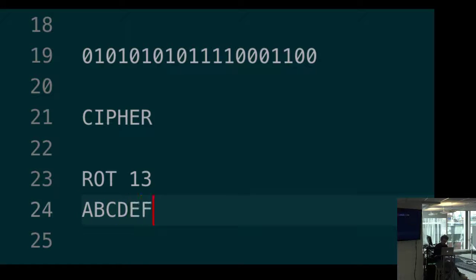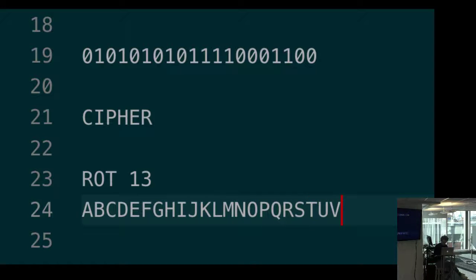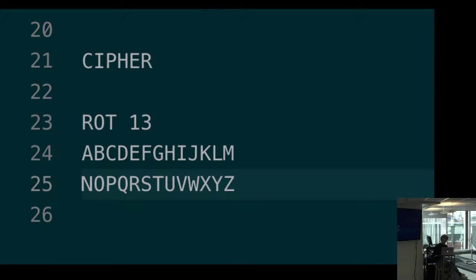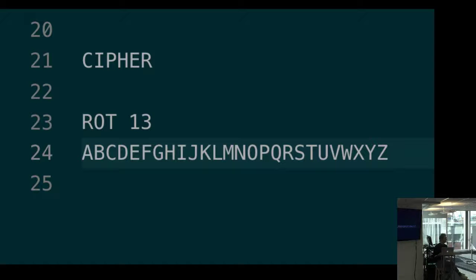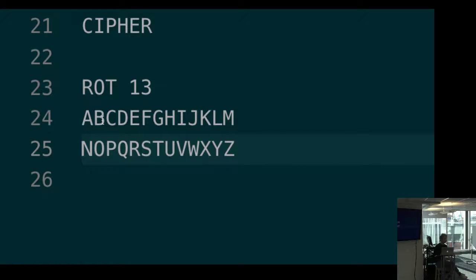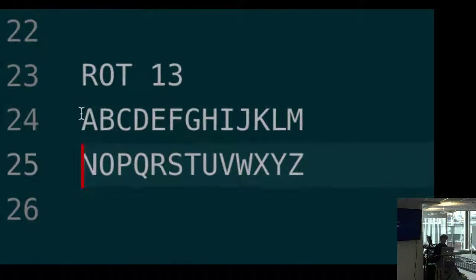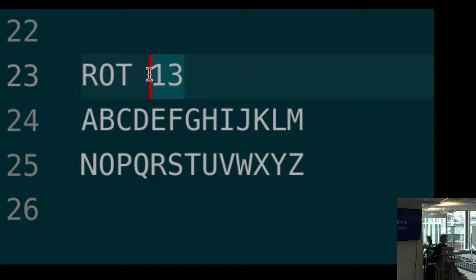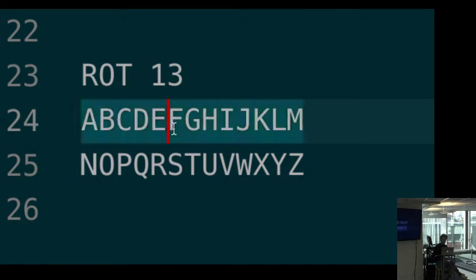This is something everybody's really played with in one way or another as a kid. If I take all of the letters in the English alphabet and I rotate each one by a certain number, such as 13, meaning A turns into N, S turns into F.